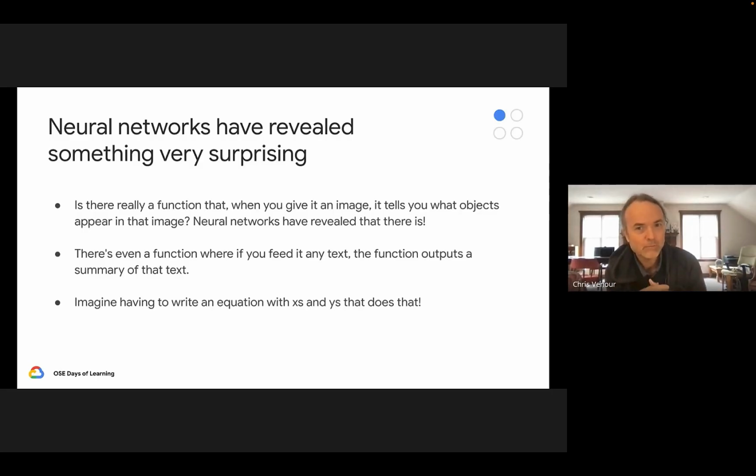Before the deep learning revolution, many scientists would have said no. Identifying objects in images or summarizing texts seemed beyond the reach of mathematics. But neural networks have proven that there are, in fact, mathematical expressions that can do these things. And neural networks can discover what those equations are.